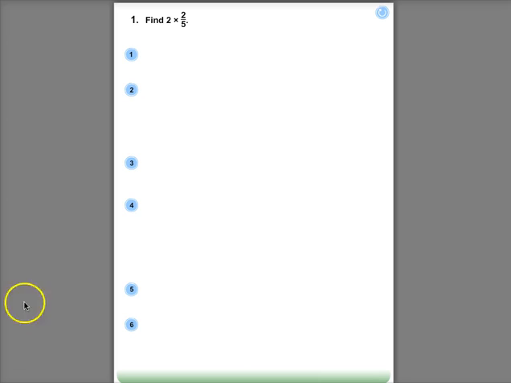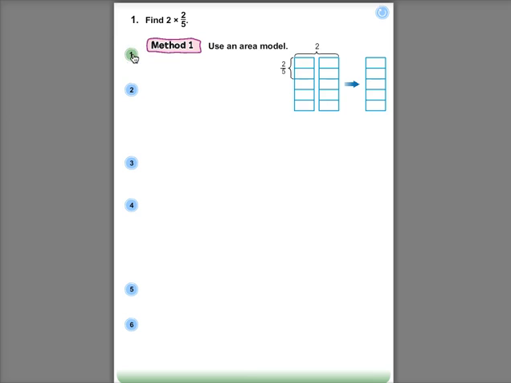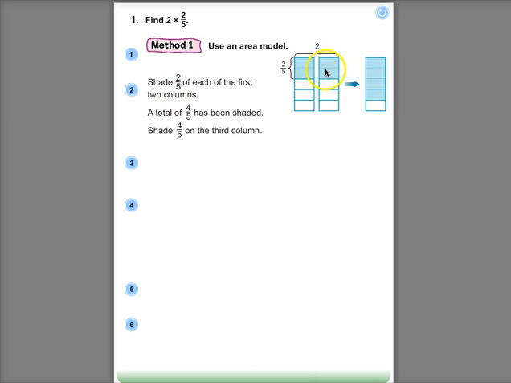Okay, let's do another one together. So if we do it in a model, here we have method number 1, using a model. The first thing we want to do is give ourselves 2 columns, since we have a 2 right here, and then each of these are going to be 1/5. So we're going to shade 2/5 of each of the 2 columns, because there's 2 in each of them, and then when we put those all together, we end up with 4/5, because we would multiply those across.